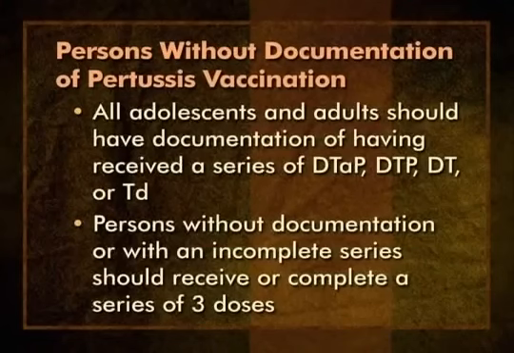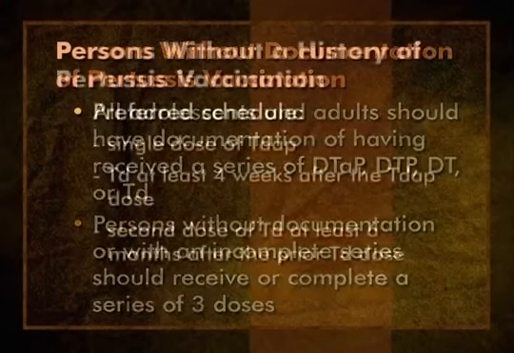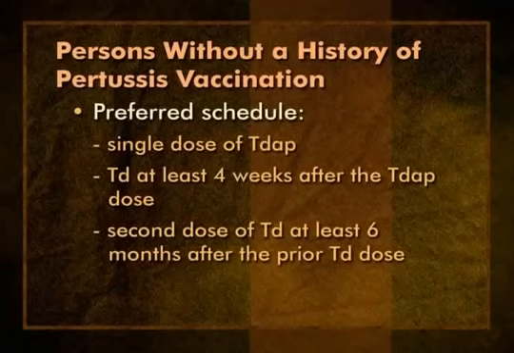All adolescents and adults should have documentation of having received an age-appropriate series of pediatric DTaP, DTP, DT, or adult Td. Persons without documentation of this, or with an incomplete series, should receive or complete a series of 3 doses. The preferred schedule for persons without documentation is a single dose of Tdap, followed by a dose of Td at least 4 weeks later, and a second dose of Td at least 6 months after the prior Td dose.